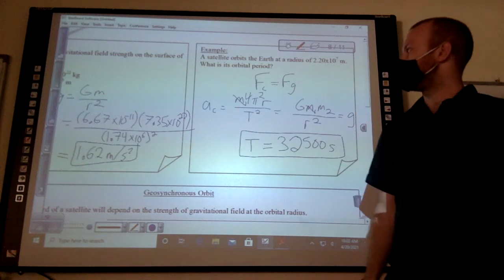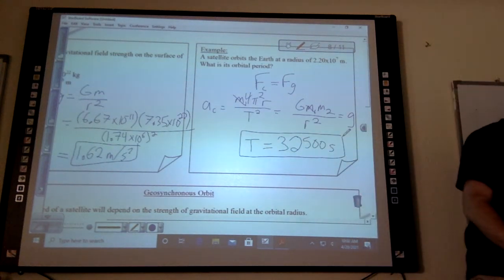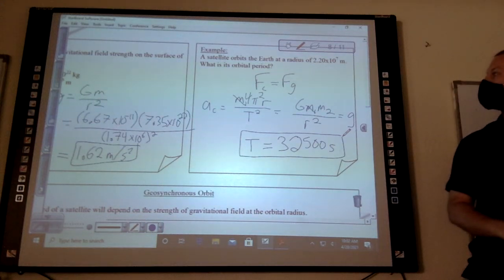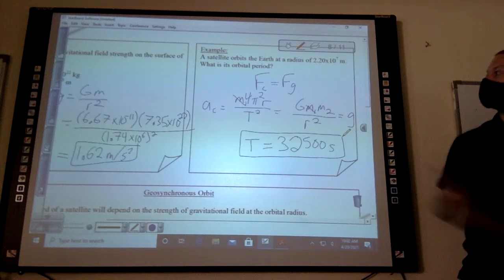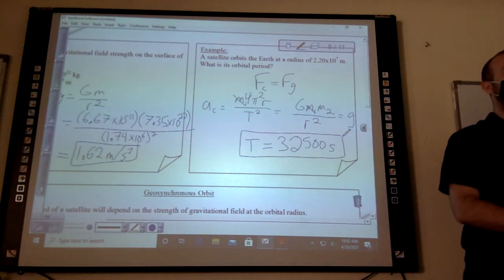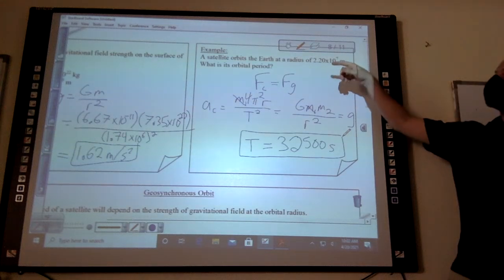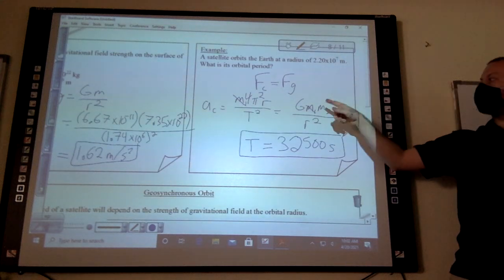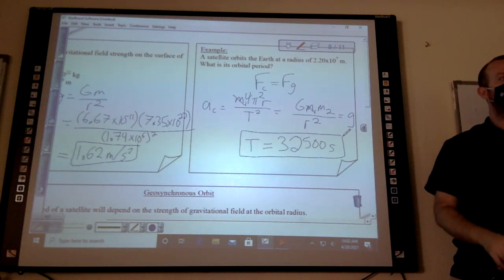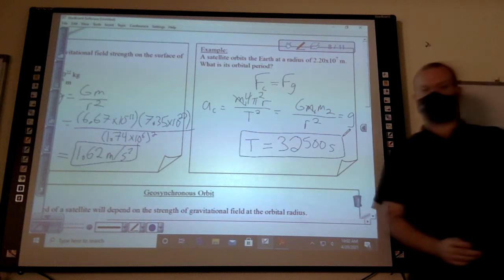T is period. Yep. Why did we use the law of gravitation equation for Fg? Why don't we just say Fg equals mg? Because we cannot use just mg because we're not on the surface of the Earth. If it said it was on the surface of the Earth, I could use mg and just use 9.8. And the mass will cancel out. The mass of the satellite cancels out, yep.